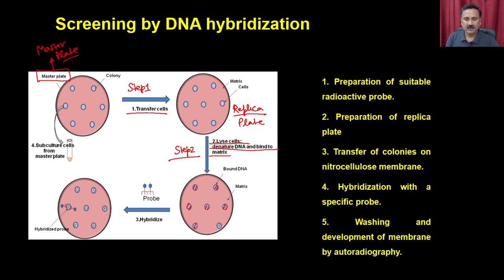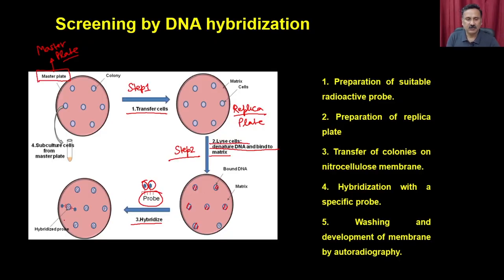In step three, you add the DNA probe which has the tag. It can have either a radioactive tag or a fluorescent tag. Once the tag is there, it will go and bind to its specific clone, for example this particular clone. Then you can take this replica membrane and compare it with the master plate, and you will know which is the clone where the gene of my interest is present.